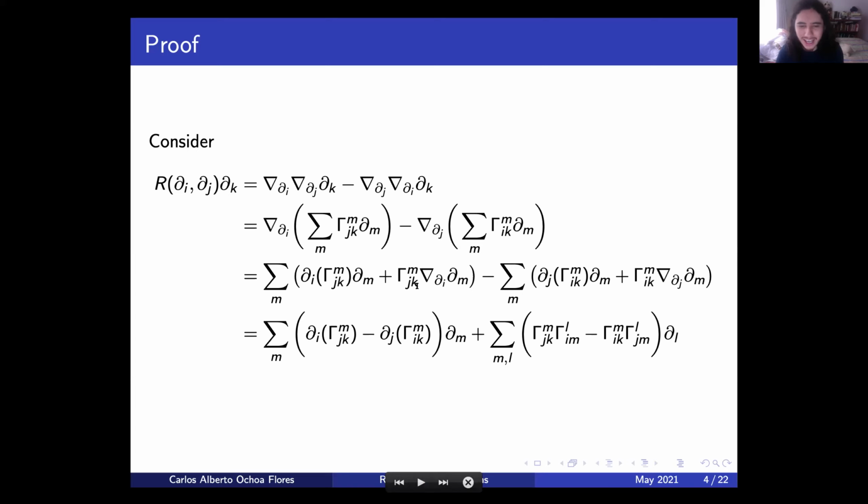Here, I obtain once again the connection evaluated in a pair of coordinate vector fields, right? Here and here. Then I expand that in terms of the Christoffel symbols, and then I'll obtain two terms that have a double sum. I put those terms together, and I put the other terms that are only a sum indexed by m apart.